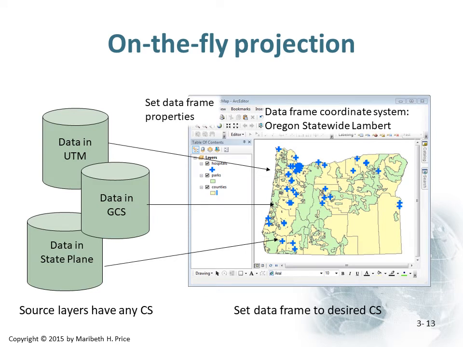So you've got three different data sets, one state plane, one UTM, one GCS. It reads them, it knows what they are, it makes adjustments and displays everything together like they're playing along nicely like they should. But remember, the data is still in three different coordinate systems.